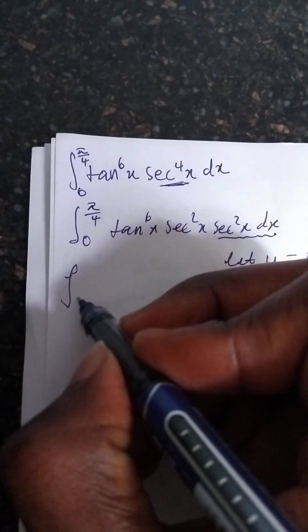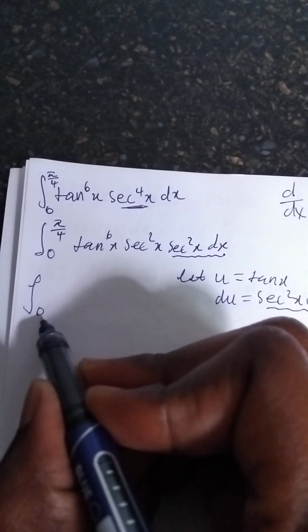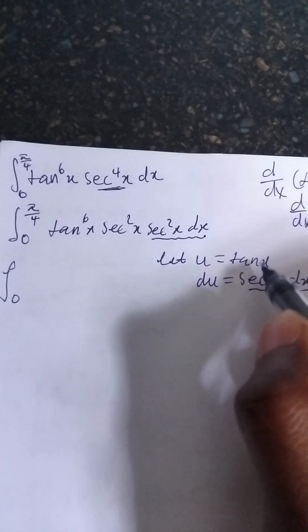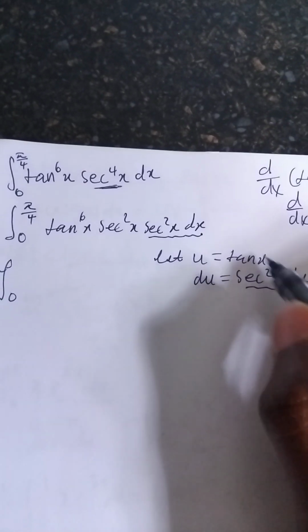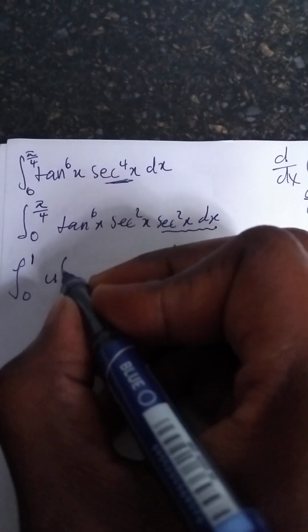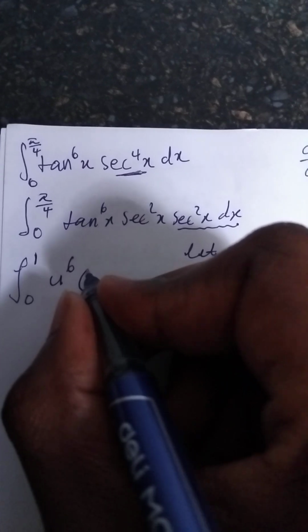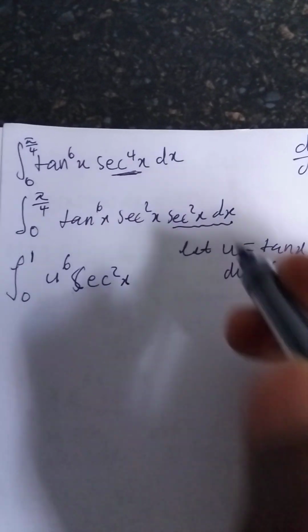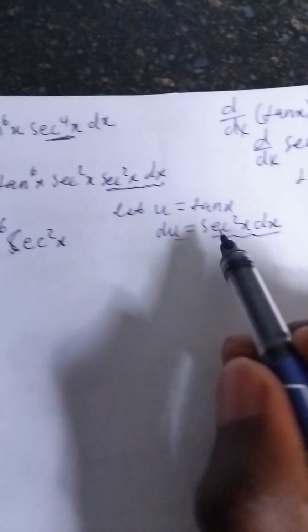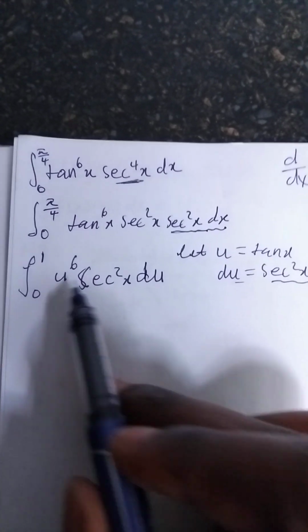Then we get the integral from 0. We can change the bounds as well. If u is tan x, when tan is 0, we still have 0. Then when x is pi over 4, we get 1. So here we're going to have 1. Tan is u, so we have u to the 6, then secant square x, and this one we replace by du. Now we are integrating in terms of u, but we still have that.